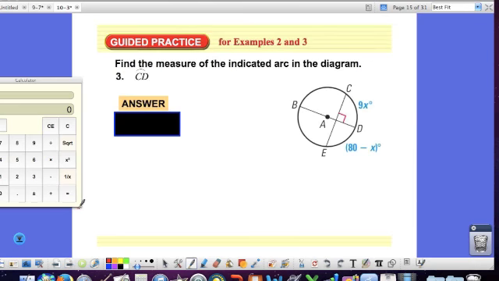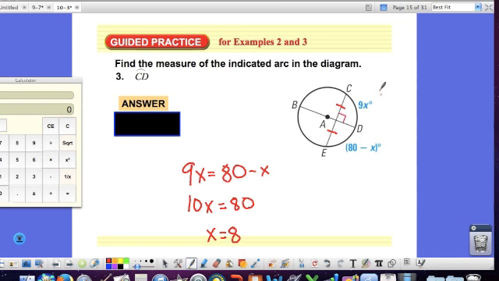Find the measure of the indicated arc in the diagram. So this is a diameter. It bisects this chord at 90 degrees. It's a perpendicular bisector. This is congruent to this, meaning their arcs are congruent. So 9x is equal to 80 minus x. I add x to both sides. I get 10x equals 80. So x is equal to 8. So this is 72. 80 minus 8 is 72. So that is the measure of each arc.